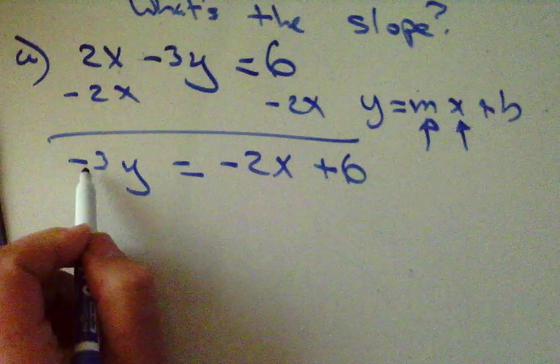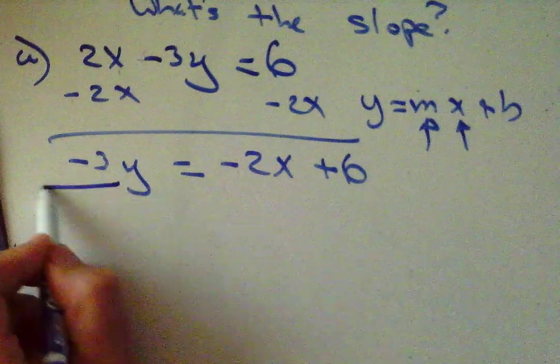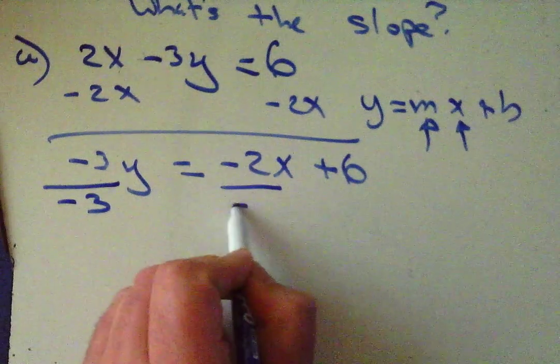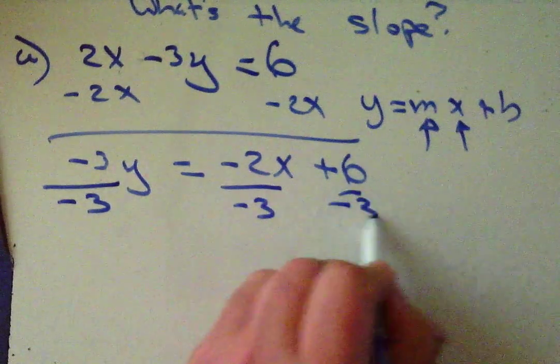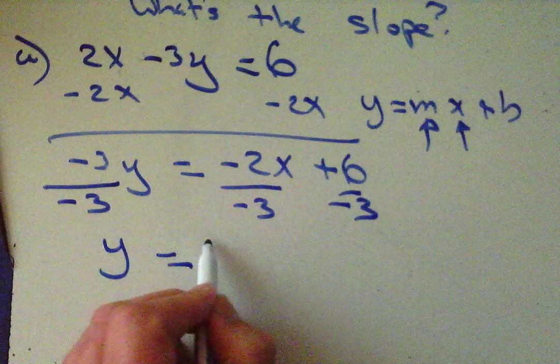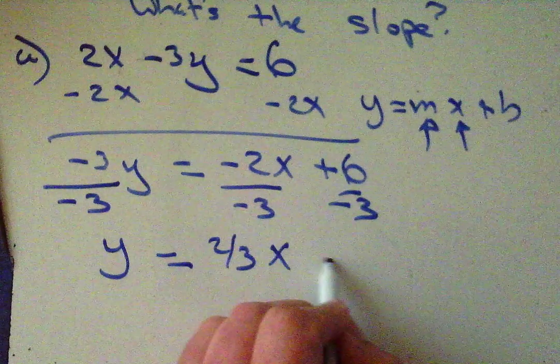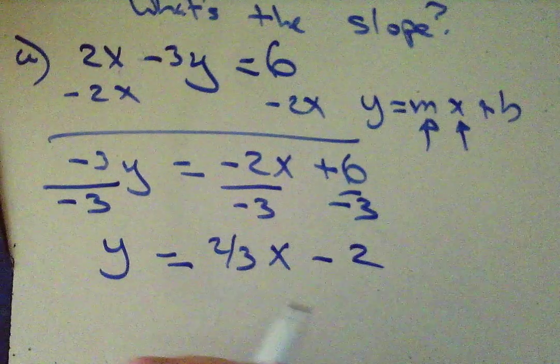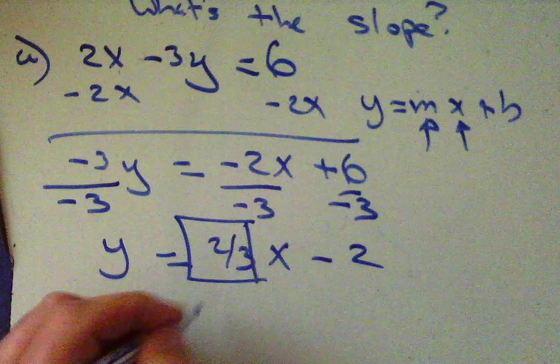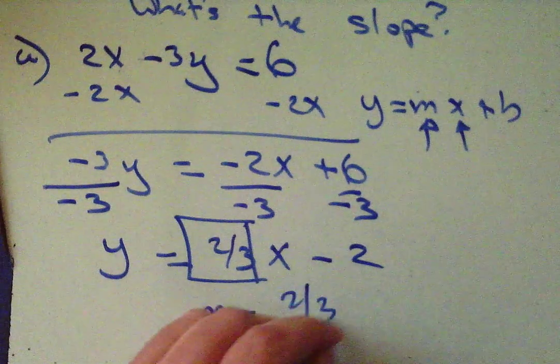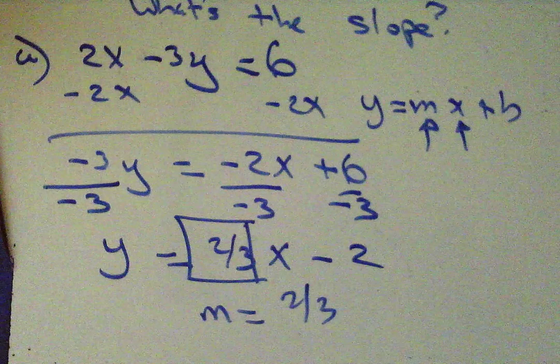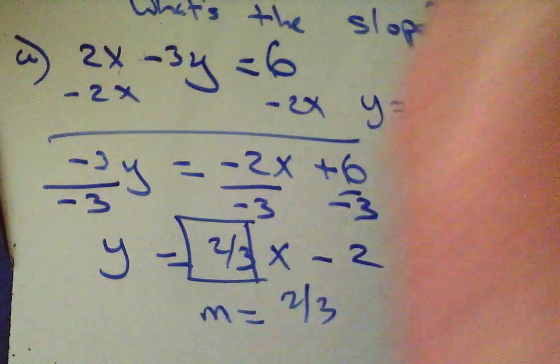Okay, and now I still have this minus 3 over here, so I'm going to have to divide by negative 3. And so I get y equals 2/3 x minus 2. The slope is 2/3. Okay, that's the first one.